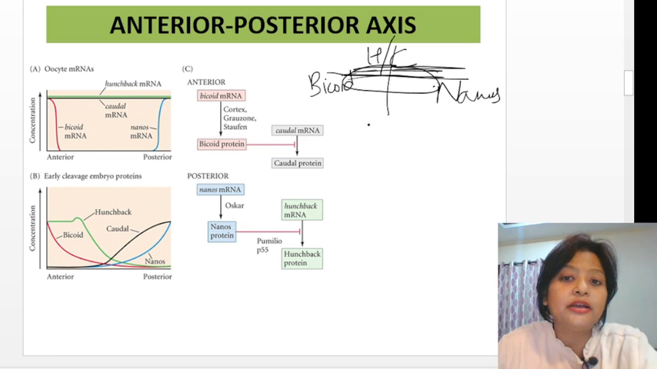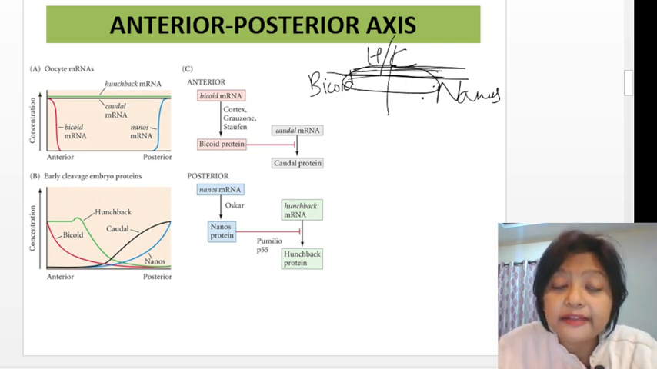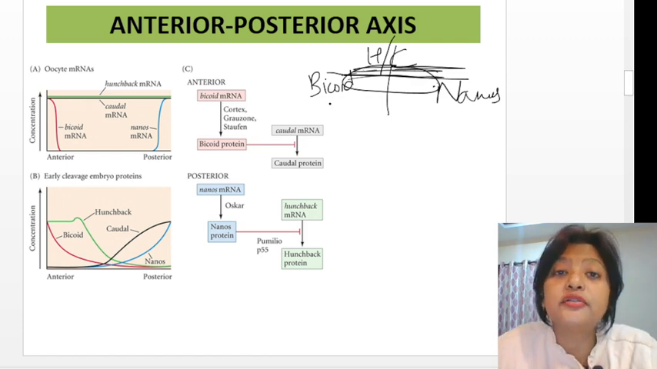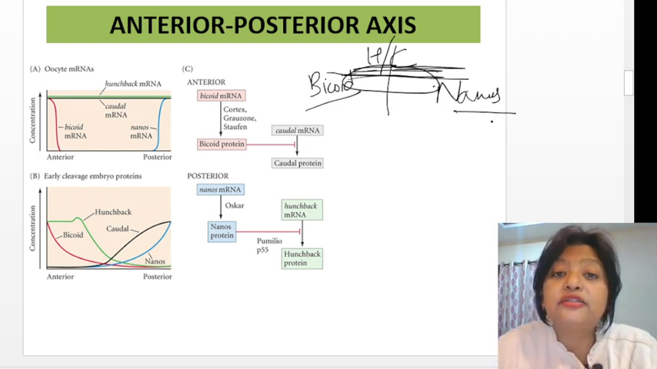So what's happening out here? See, now bicoid, what will happen? Bicoid will not let caudal express, that means it will not lead to the translation of caudal protein. Or you can say caudal mRNA will not be translated to caudal protein, because of bicoid. It will inhibit that. Similarly, nanos at the posterior end will also inhibit the translation of hunchback mRNA to hunchback protein. So now this much you've understood.